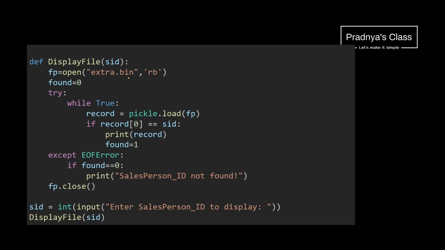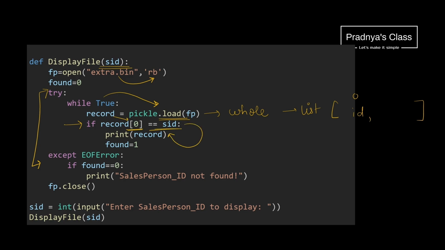Let's check out the remaining code. We are opening the extra.bin file in the read mode. Using try except block, we are handling the end of file exception. Inside the infinite while loop, we are loading the content of the extra.bin file. Actually, we got the whole file content, but that we are not going to print. For the specified salesperson ID only we are going to print. For that, we are comparing. In the list we got the data and we know at the 0th index we have ID in the list. So using the index we are comparing both, and if both are equal we will print that whole record.